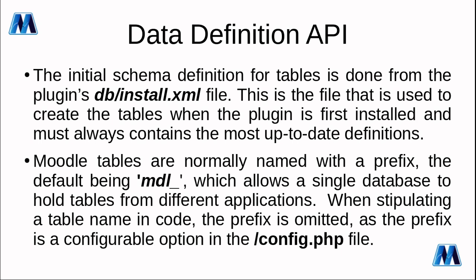Moodle tables are normally named with a prefix, and that prefix is defined in our config.php file. Therefore, when you're stipulating table names in code, you do not mention the prefix. It's automatically prefixed onto the name when the call is made to the database, because that can change. The default is mdl_.